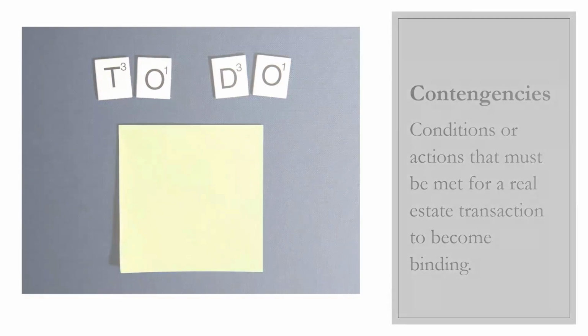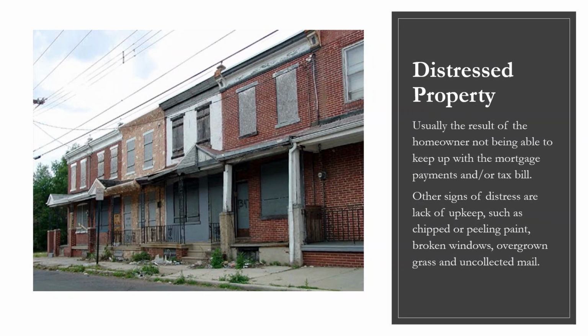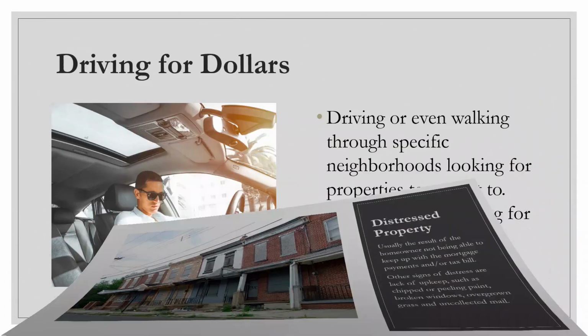The following is one of my favorites, distressed property. Distressed property usually is the result of a homeowner not being able to keep up with the mortgage payments and or tax bill. Some other signs of distress are lack of upkeep, such as chipped and peeling paint, broken windows, overgrown grass, and uncollected mail.